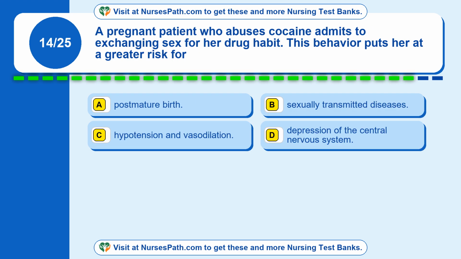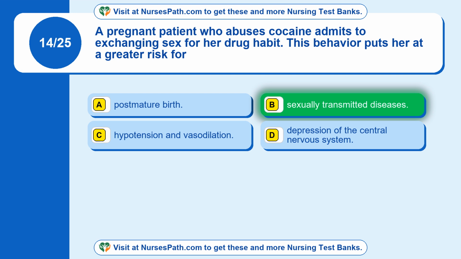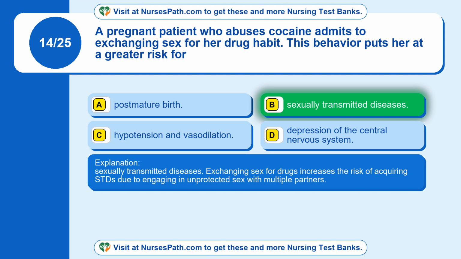Question 14. A pregnant patient who abuses cocaine admits to exchanging sex for her drug habit. This behavior puts her at a greater risk for. Option A. Post-mature birth. Option B. Sexually transmitted diseases. Option C. Hypotension and vasodilation. Option D. Depression of the central nervous system. The correct answer is option B. Sexually transmitted diseases. Exchanging sex for drugs increases the risk of acquiring STDs due to engaging in unprotected sex with multiple partners.